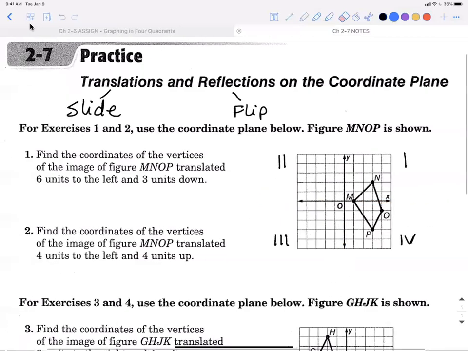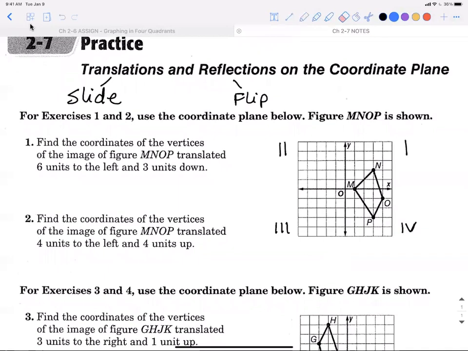All right, so this first example here that you have in your notes, it says find the coordinates of the vertices. Vertices is a very fancy term for these points right here. See them? M-N-O-P. Okay, those are your vertices. Those are your corners, if you will. Okay, so find the coordinates of the vertices of the image of figure M-N-O-P. You always name a figure by its corner points, vertices points, translated 6 units to the left and 3 units down. So the first thing I want to do is show you what that translation is going to look like on this graph.